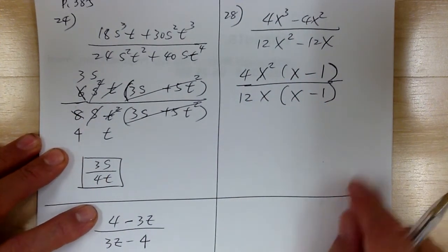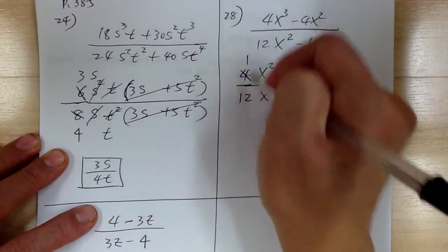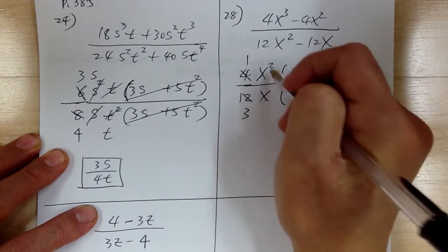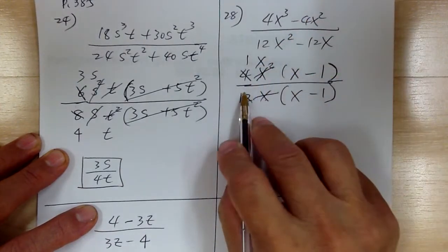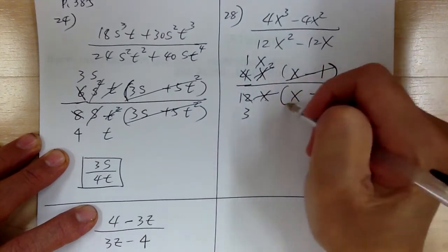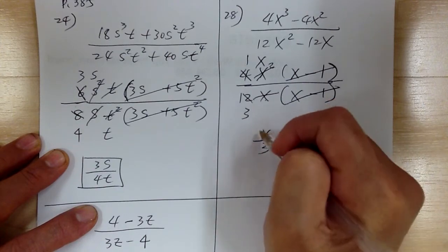Okay, so now after you factor, then you can cancel, okay? So 4 and 12 divide by 4, right? X squared and x cancel out, you get x, right? So number, alphabet, and the group. So cancel out the group, so you're going to get 1x over 3, so it'd be x over 3.